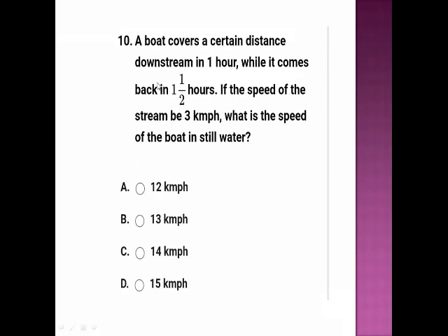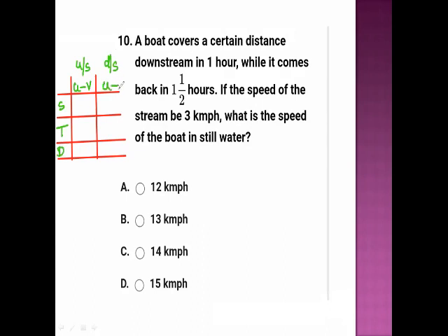A boat covers a certain distance in the downstream. So I'm tabulating here. This is the upstream side, this is the downstream side. We are always using u minus v for upstream speed. This is STD, speed, time, and distance. And this is always u plus v for downstream. You know this one. Now I need to drag this input into the table.